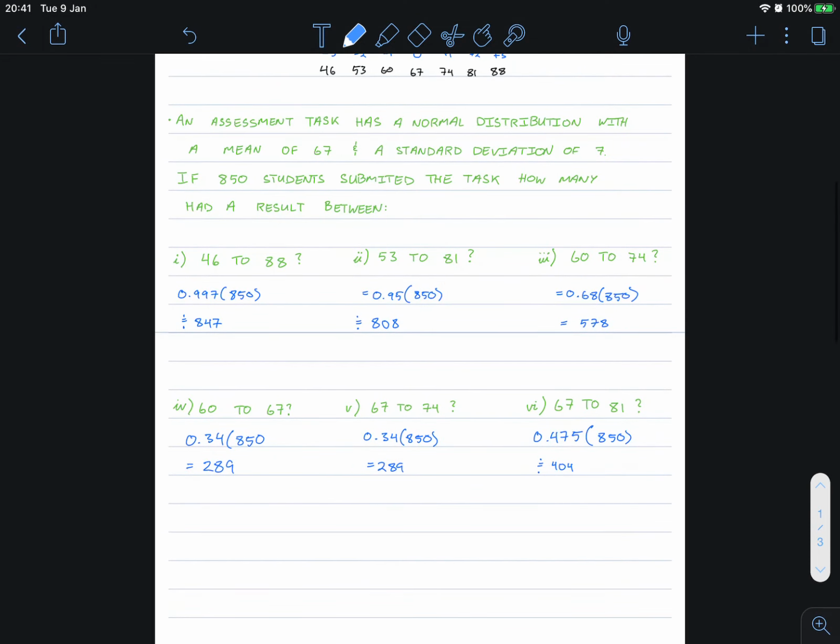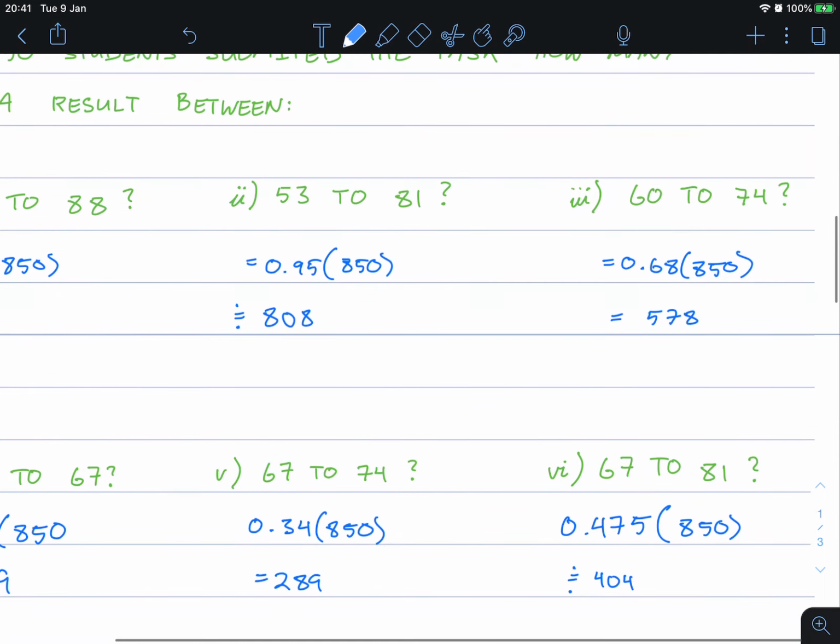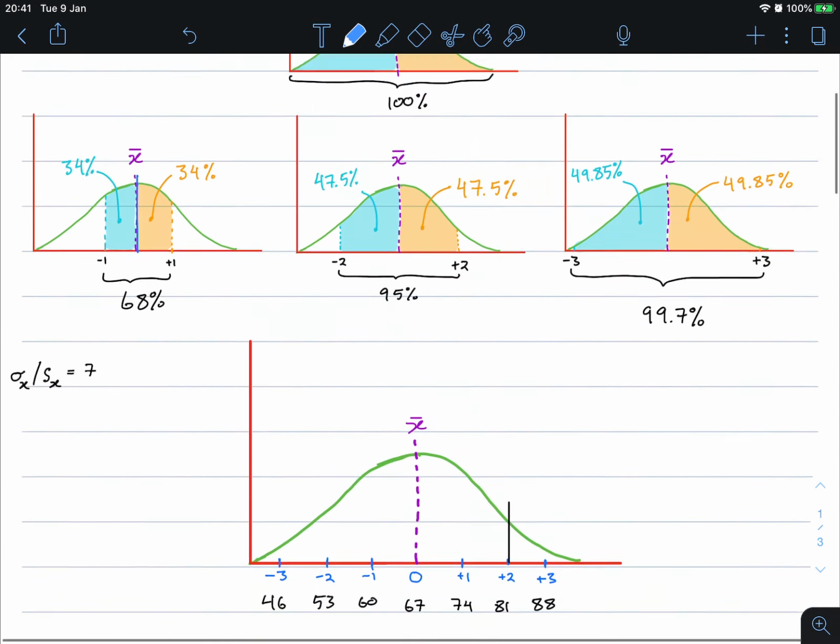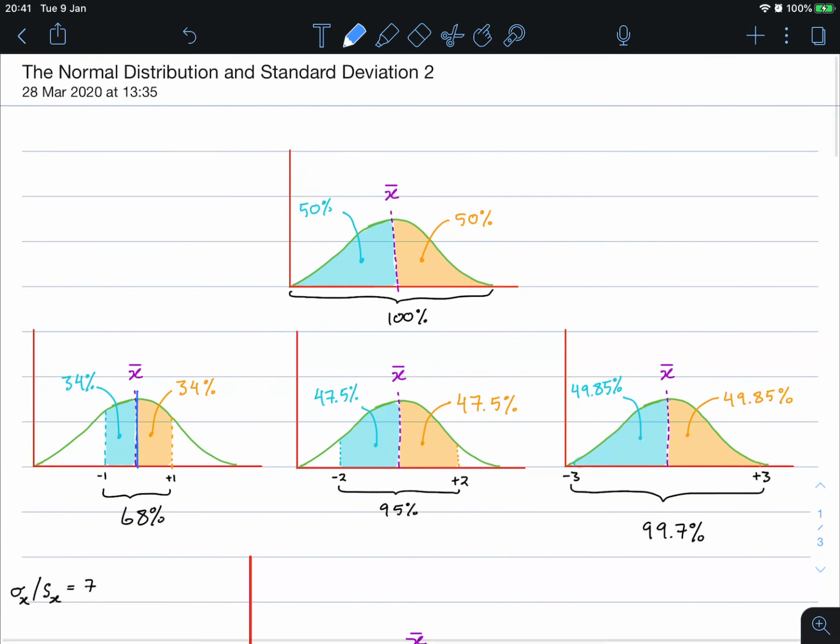So I hope that gave you a further insight into utilizing the normal distribution to calculate the numbers of people within a data range.